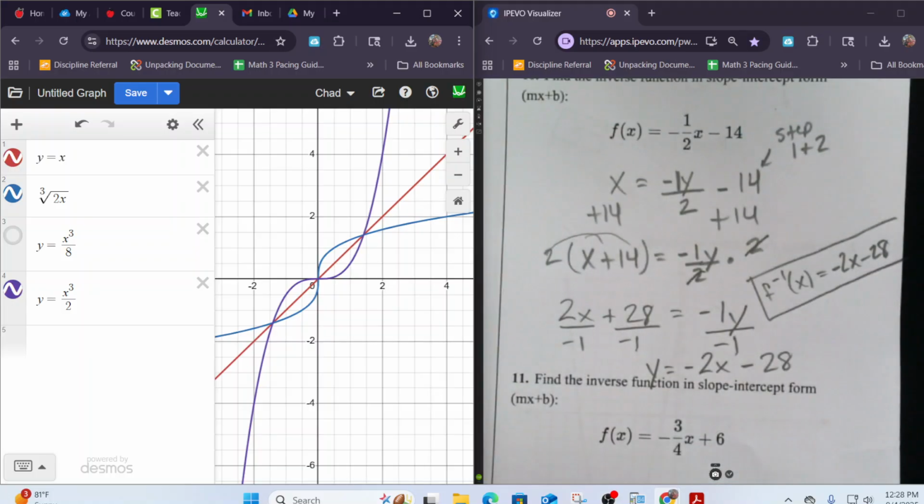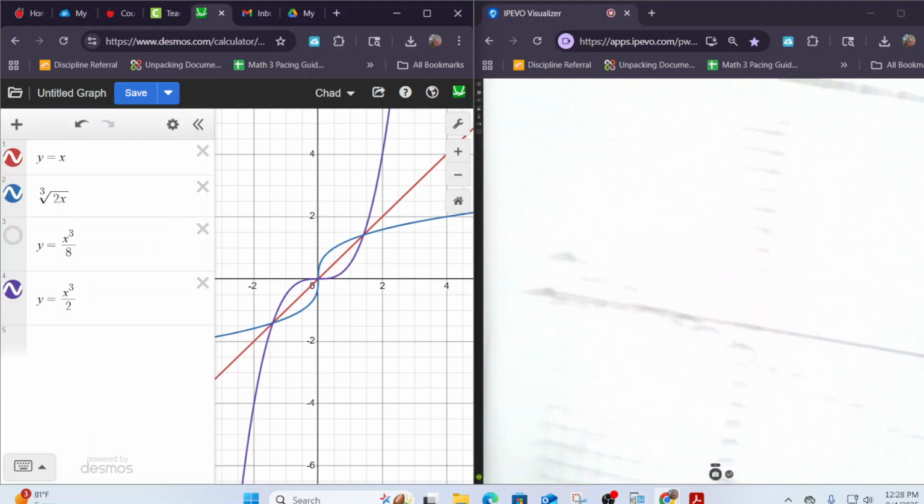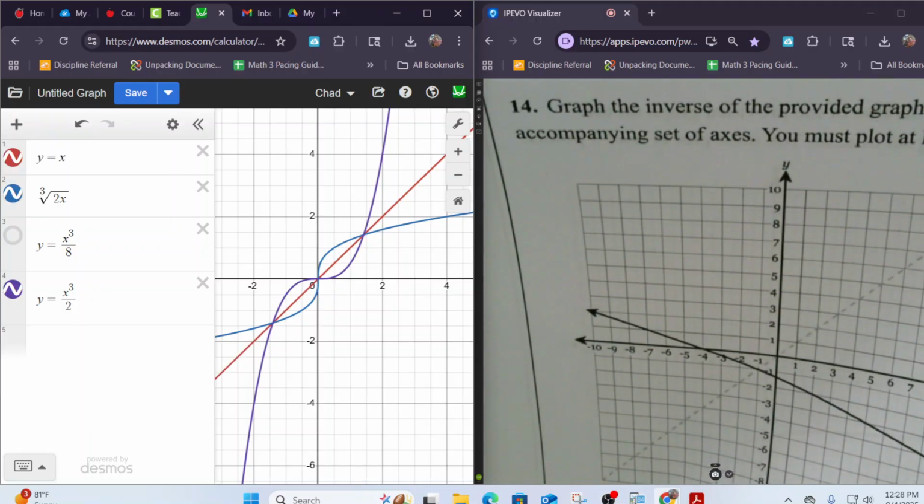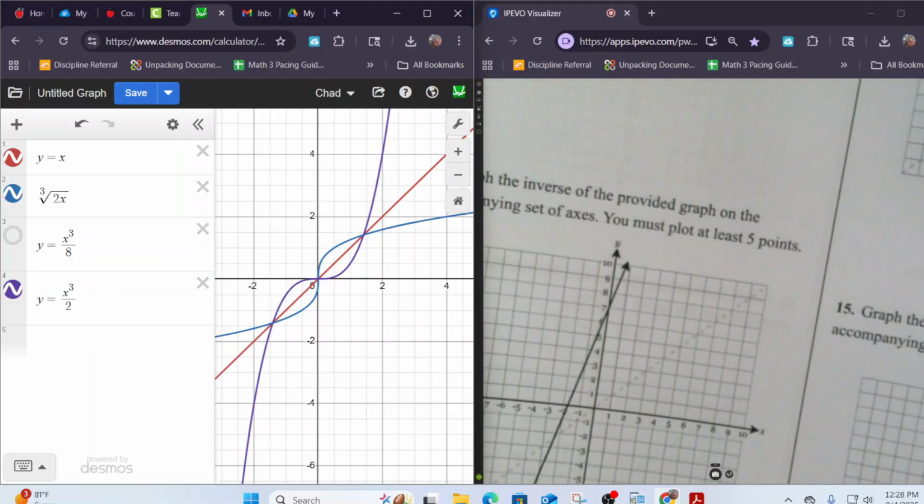Everybody remember how to do that? Yeah. Okay.